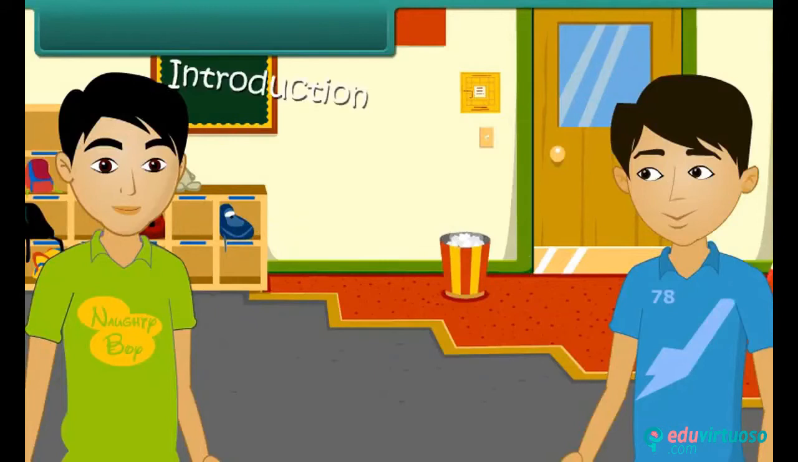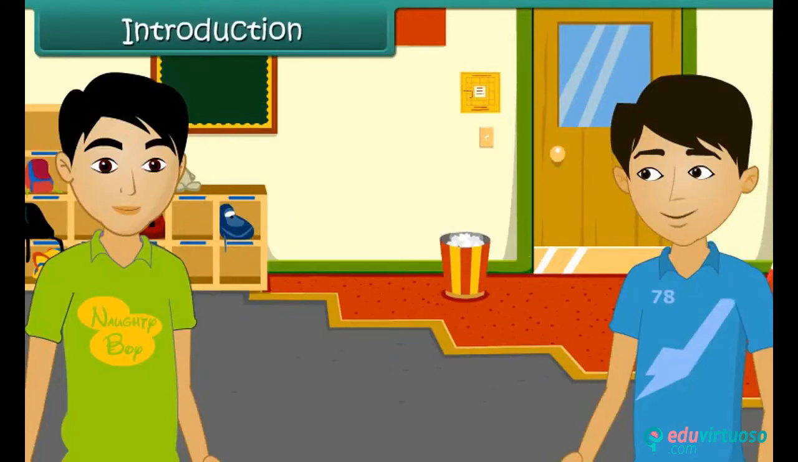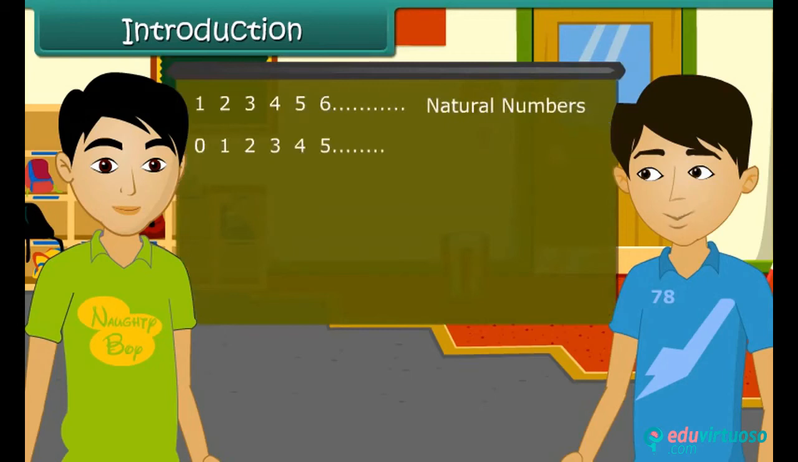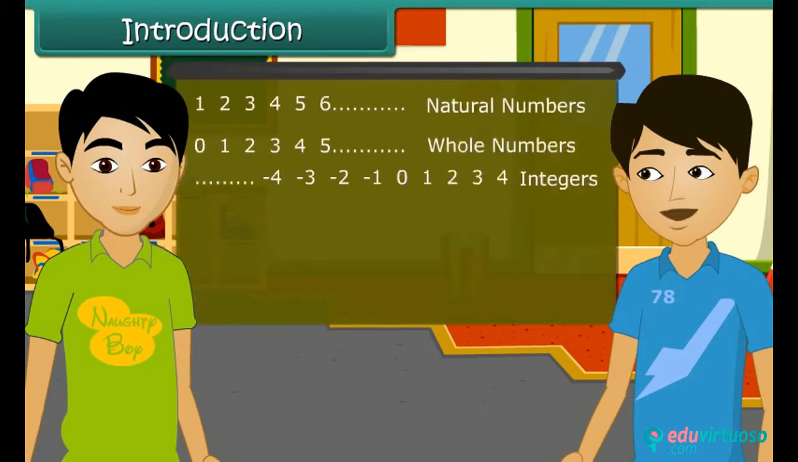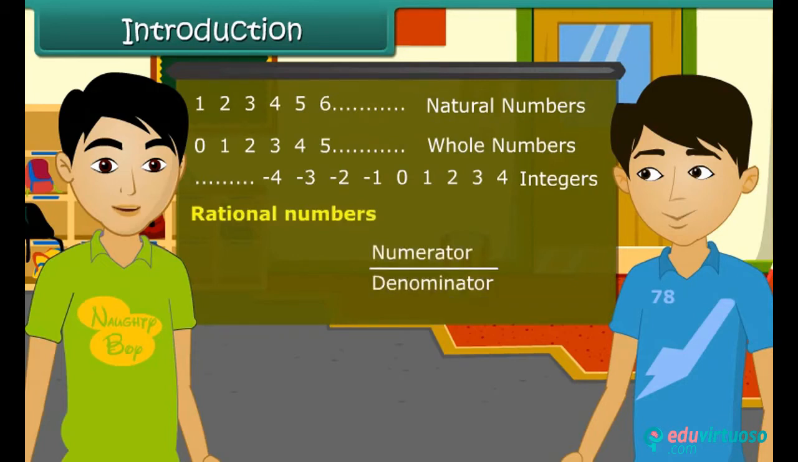Introduction. What are you doing, Amit? Hey Rahul, come. Today our maths teacher taught us a new topic, rational numbers. I know about natural numbers, whole numbers and integers. But what are rational numbers? These numbers are in the form numerator by denominator, where numerator is either 0 or a positive integer, and the denominator a positive integer. I did not understand. Come, I will explain to you.